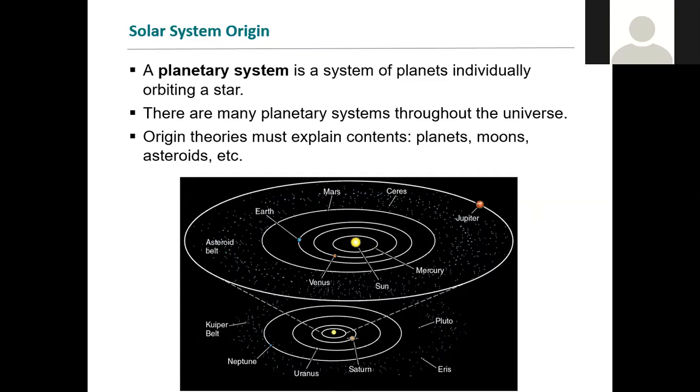Pluto is no longer considered a planet, and it actually has a quite inclined orbit, but the rest of them are all on one plane. So that's another interesting tidbit we should take into account when we're trying to discuss the origins. Also, right in between the orbit of Mars and Jupiter, there's a giant asteroid belt.